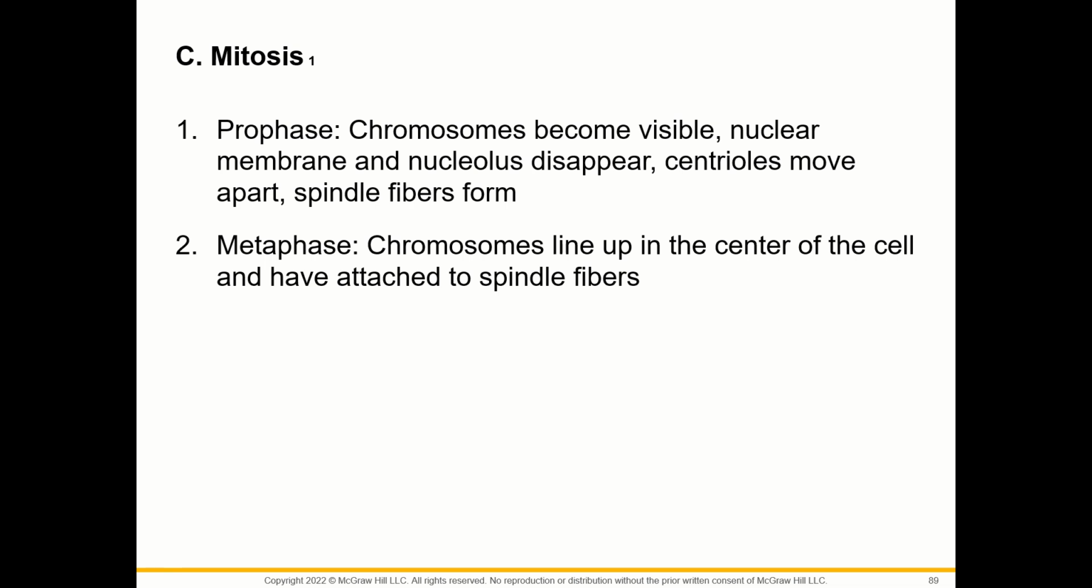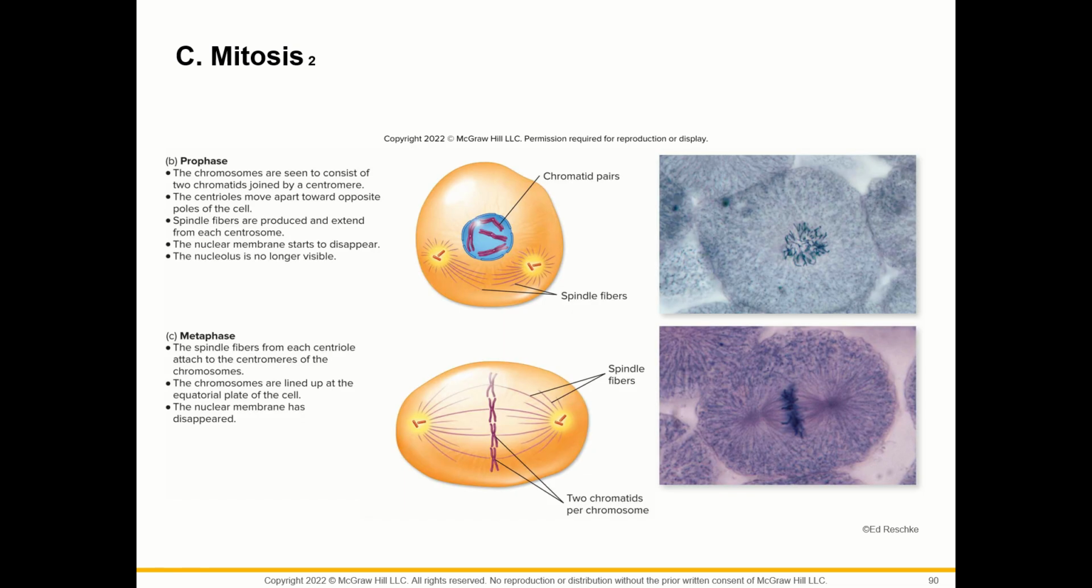And so, prophase, let's get to the figure here. The chromosomes become visible. The nuclear membrane and nucleolus disappear, and the centrioles move apart, forming the spindle fibers. So let's go ahead and take a look here.